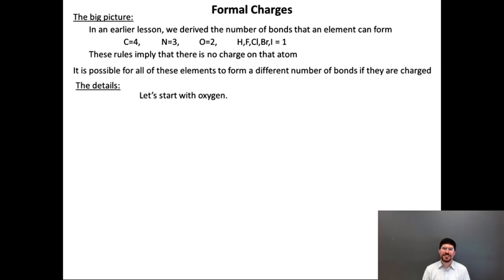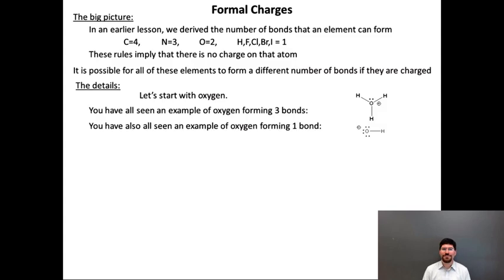Okay, so the details. Let's start with oxygen. This is something that should be fairly familiar to you. You've all seen an example of oxygen forming 3 bonds, namely H3O+. Oxygen in this case has 1 lone pair. It's forming 3 bonds. It has 8 electrons around it. And H3O+, of course, is the product that you get when you take a strong acid and put it into water. You've also seen an example of oxygen forming 1 bond, OH minus, the hydroxide ion.